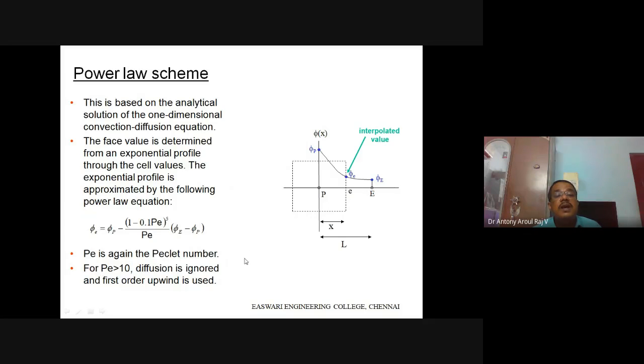So for Peclet number greater than 10, I have to go for the upwind scheme. Less than that, I can go for this scheme without any problem. So this scheme is capable of handling this convection trouble up to Peclet number 10, and greater than that, this scheme also has problems. Central difference scheme is capable of handling up to Peclet number 2. Power law scheme is capable of handling up to Peclet number 10. And beyond Peclet number 10, again you have to use the first order upwind scheme only.